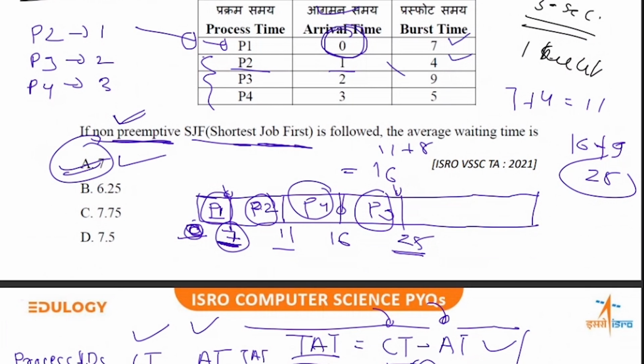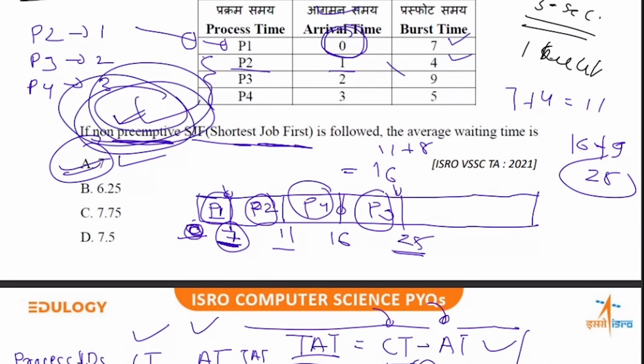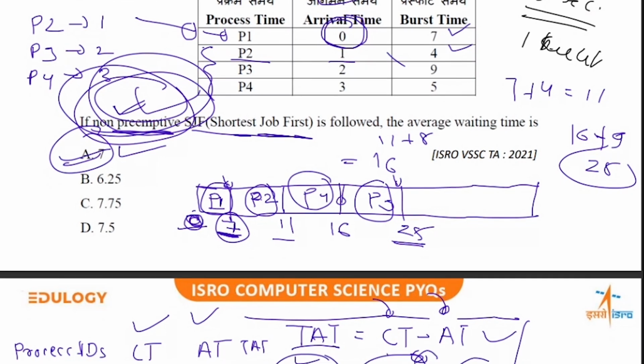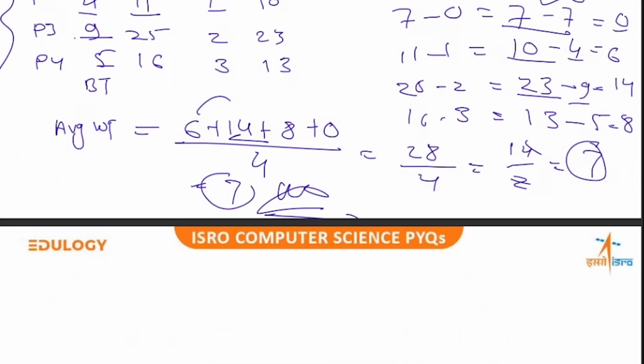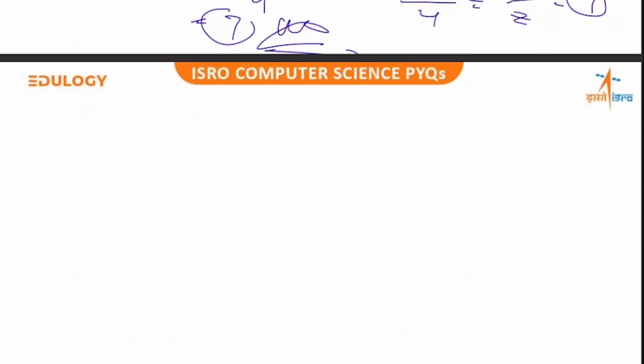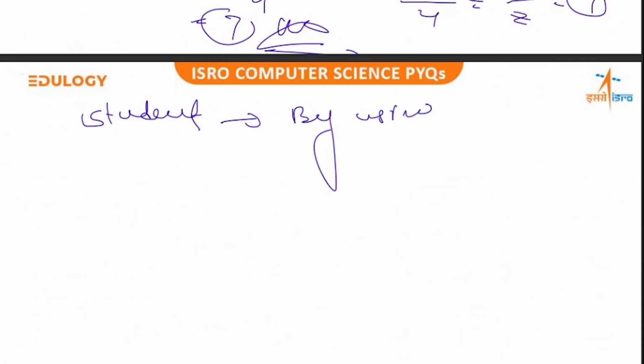This is if we are solving it through non-preemptive mode. If we use preemptive mode, then the answer may differ. So there is one homework for you all: you have to solve this question using SJF in preemptive mode.